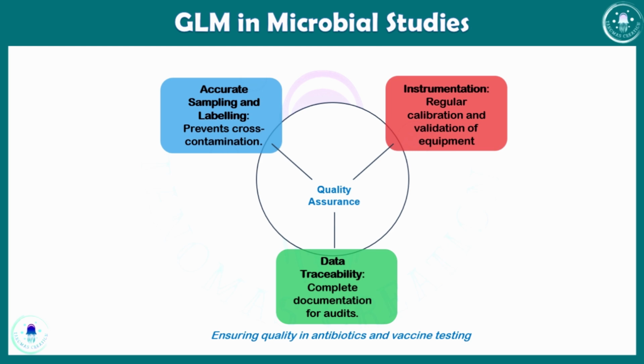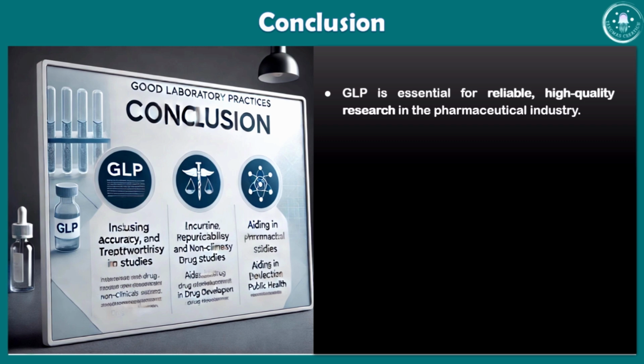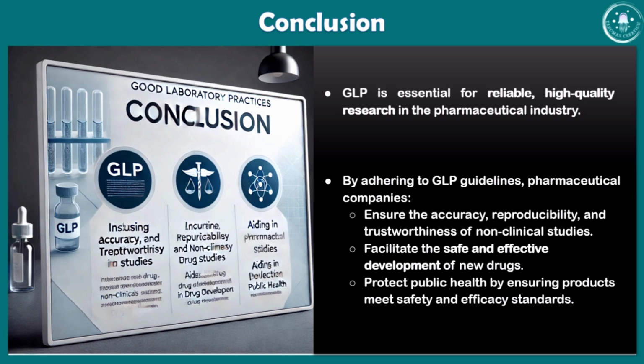Okay, now this brings us to the conclusion that good laboratory practice is a cornerstone of reliable and high quality research in the pharmaceutical industry. By adhering to the GLP guidelines, pharmaceutical companies can ensure that their non-clinical studies produce accurate, reproducible, and trustworthy results. Now, this not only aids in the development of new drugs but also protects public health by ensuring that the products that reach the market are safe and effective.